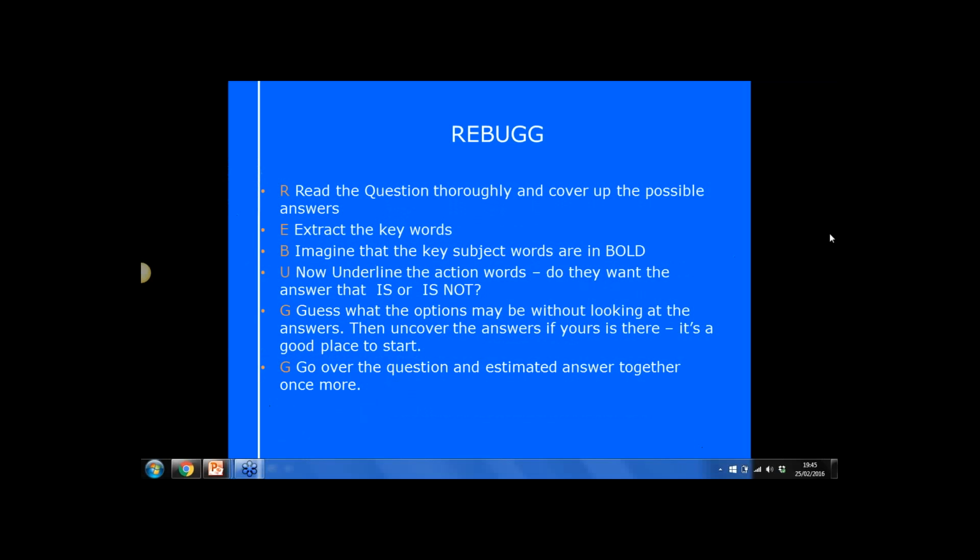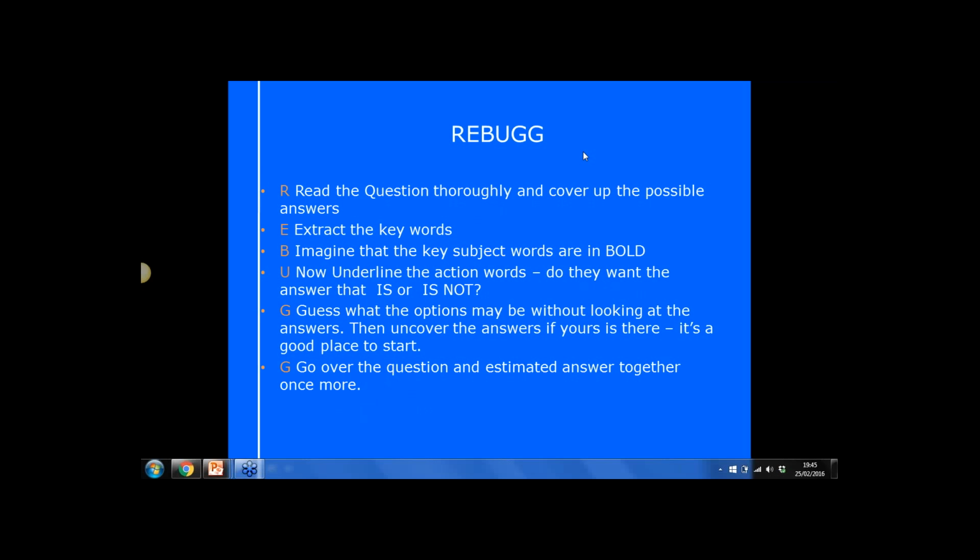If you've not come across this before, it's absolutely fantastic. I had a comment come in already, people saying that doing a brain dump at the beginning of their exam has helped massively. So that's really great to see. I'm really glad that the brain dump's working for you guys. So let's go into REBUG.